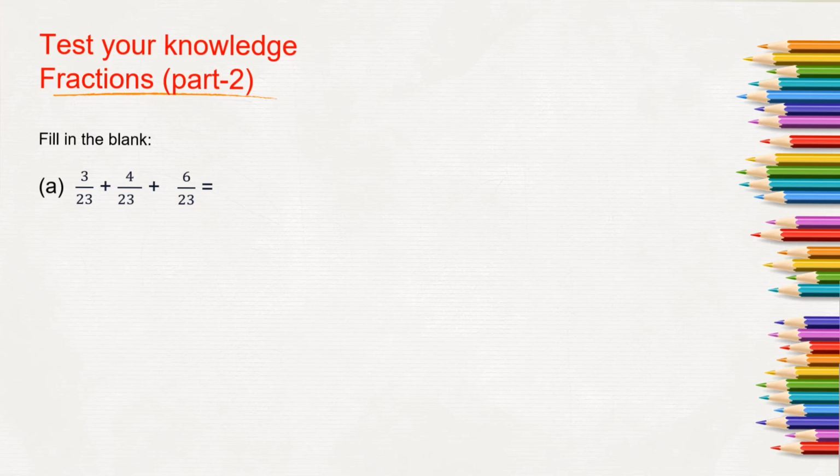When you observe here, the denominators are same. When the denominators are same, it is called like fraction. Whenever it is like fraction, the denominator remains the same. Here 23 is the denominator, it remains the same. We just have to add the numerators. 3 plus 4 will be 7, 7 plus 6 will be 13. So here the answer is 13 by 23.